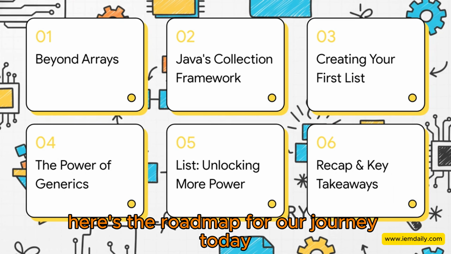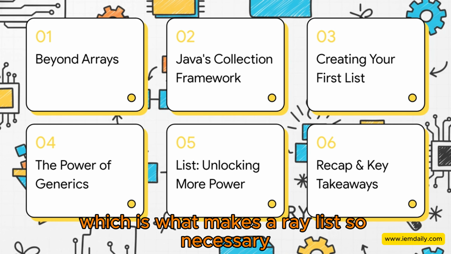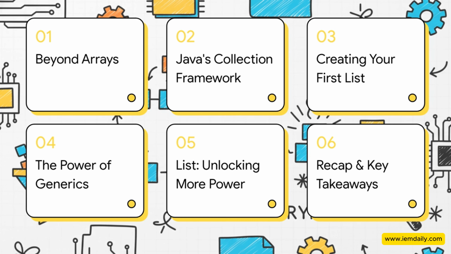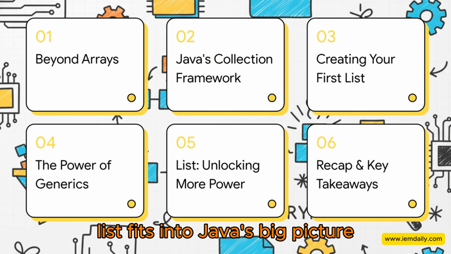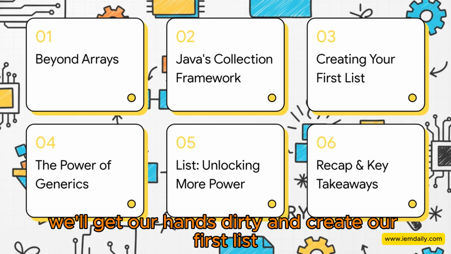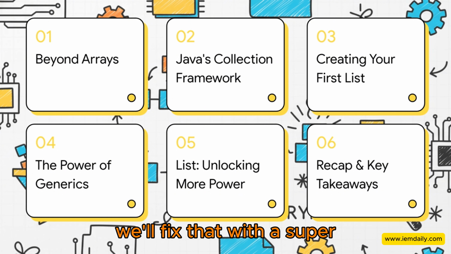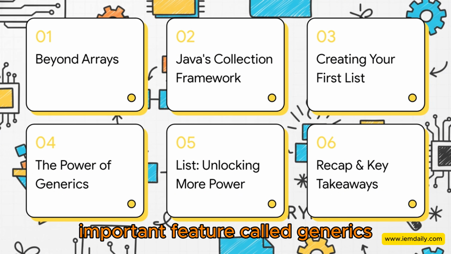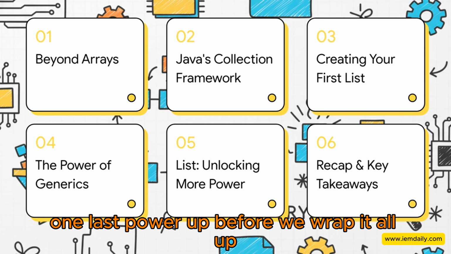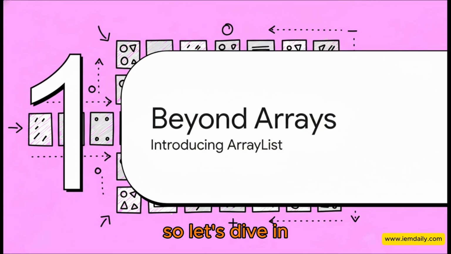Here's the roadmap for our journey today. First, we'll look at why arrays just don't cut it sometimes, which is what makes ArrayLists so necessary. Then, we'll zoom out and see where ArrayList fits into Java's big picture, the collection framework. After that, we'll get our hands dirty and create our first list. But we're going to quickly spot a pretty serious flaw. We'll fix that with a super important feature called generics. And then, we'll give our code one last power-up before we wrap it all up with the key takeaways. Okay, so let's dive in.